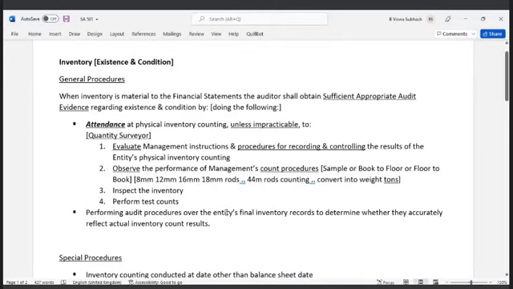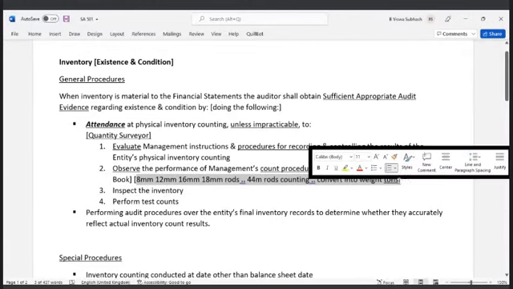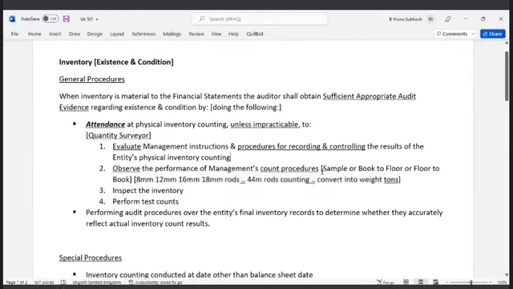So when you are doing the counting procedures and then recording and controlling, this is what you need to check. How are they taking the sample? Is it book to floor or floor to book? If they are using any conversion methods, what are the conversion methods that they are using? That is what is expected of you. Since you are not the one who is doing the verification, all these are practically possible. If you are the one who is doing the verification, then the whole point of independence is gone. Okay.